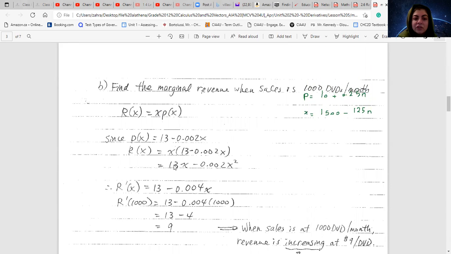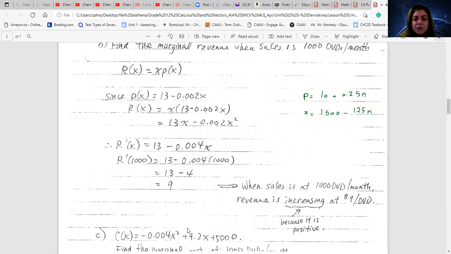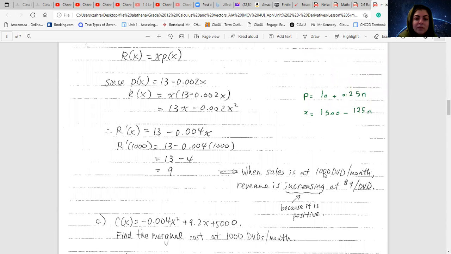The derivative of 13x is just 13, the slope of that line. For the other term, you just use the power rule: the power in front, so 2 multiplied by that, power minus 1, so the power of x is going to be 1 here. Then I need to find the marginal revenue for 1,000 DVDs. It means when x is 1,000, what is R prime? So instead of the x, you just put 1,000 and that is 9. So when sales are at 1,000 per month, the revenue is increasing at $9 per DVD.